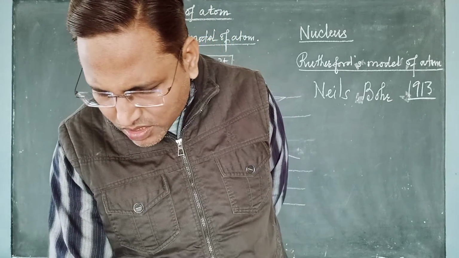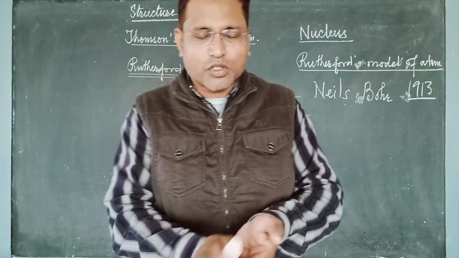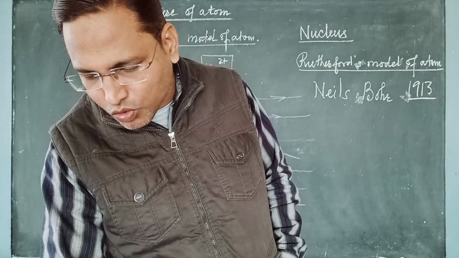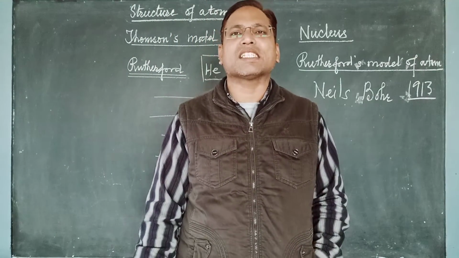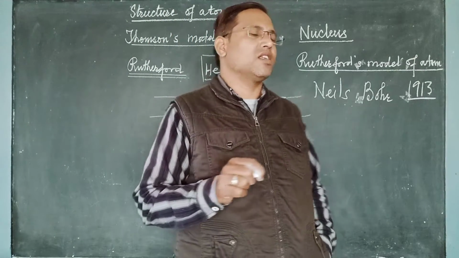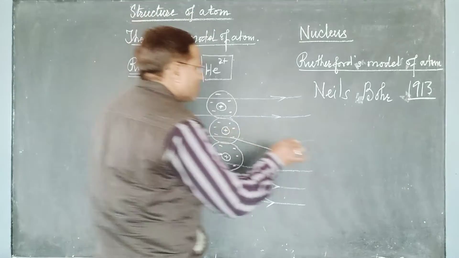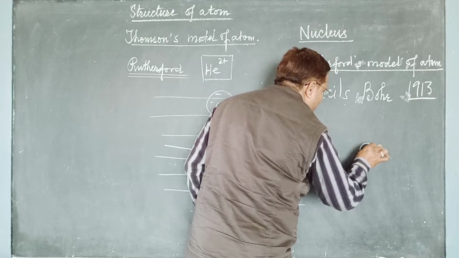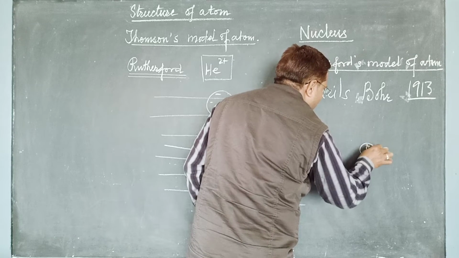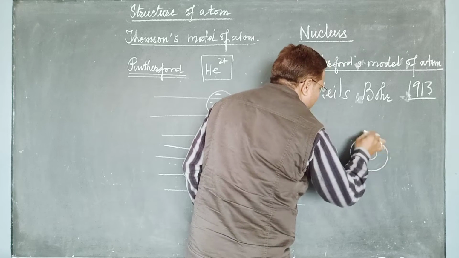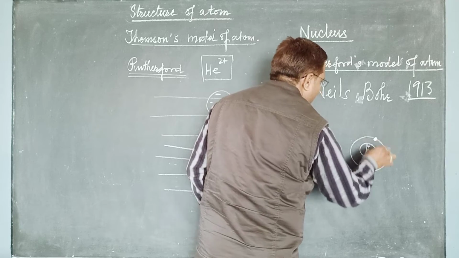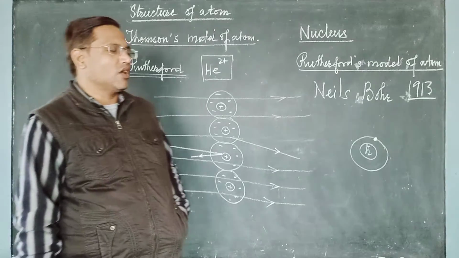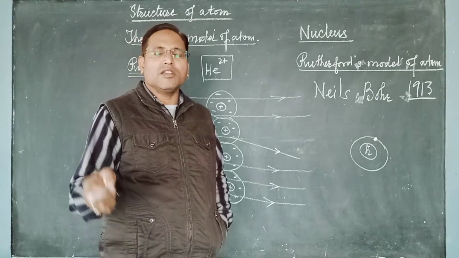And he gave two, three points about this. What he told was that the electrons move around the nucleus only in certain orbits. That is, suppose this is the nucleus. In the nucleus there are protons and neutrons, and this is the orbit. In this orbit, suppose one electron is revolving, going around the nucleus.